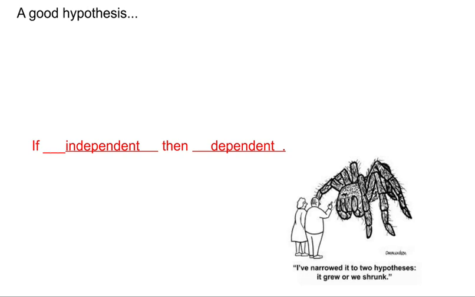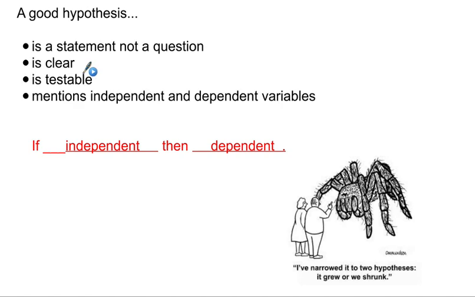A good hypothesis. So what makes something a good hypothesis? A good hypothesis is a statement. It's not a question. Okay? Saying what will happen to the ice cream as it gets hotter out is not a hypothesis. That's a question. A hypothesis is a statement that could possibly answer that question. A good hypothesis is clear. Everybody should know what you mean by it. It has to be testable. So it has to be something that you can then perform an experiment on.